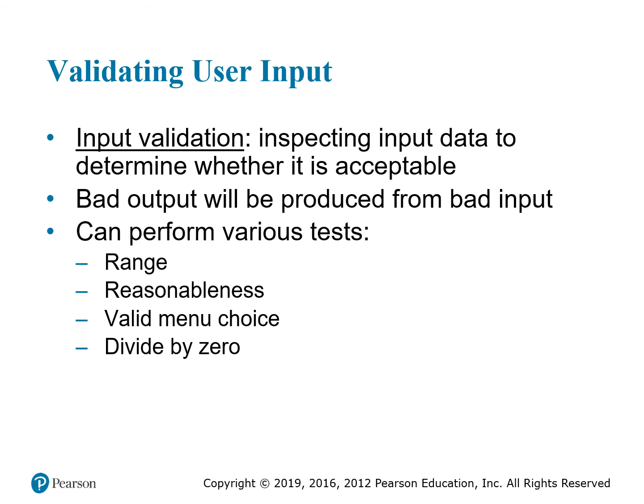There are a few things you can test for. Range: if you're entering a grade and it's not between 0 and 100, probably there's a problem there. Reasonableness: if you're entering a grade and it's not between 50 and 100, it might not be reasonable because people generally don't make such bad grades. Valid menu choice: if on the previous screen I had talked about options A, B, and C, and somebody typed option Z, obviously that's not valid input.